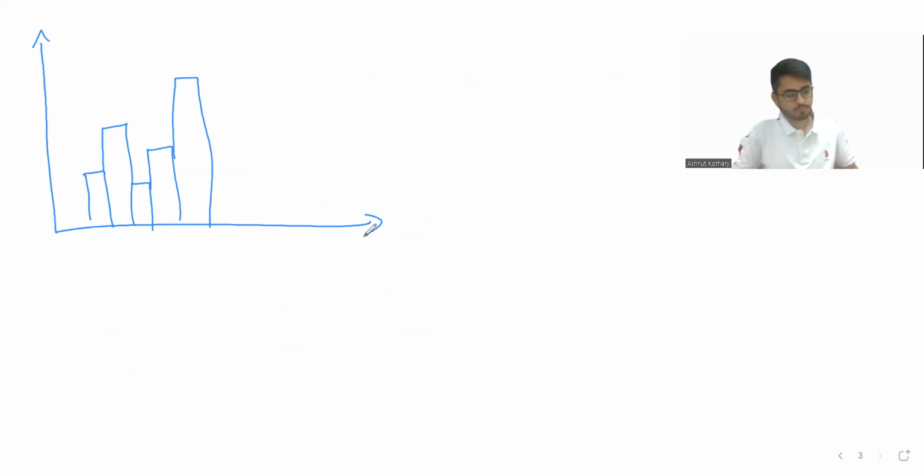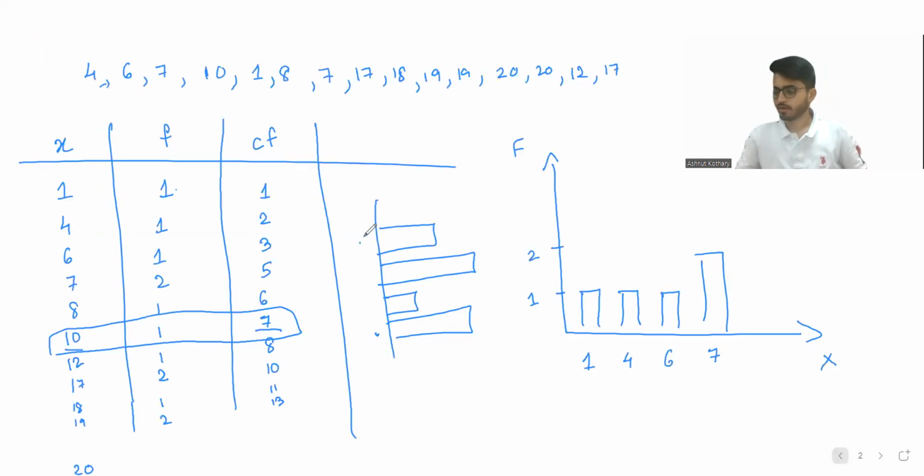So do mention this. We use a bar chart for discrete data. You can take this as well if you haven't already taken the frequency and the cumulative frequency table. And post that, you can mention that a bar chart is used for discrete data, a histogram is used for continuous data.